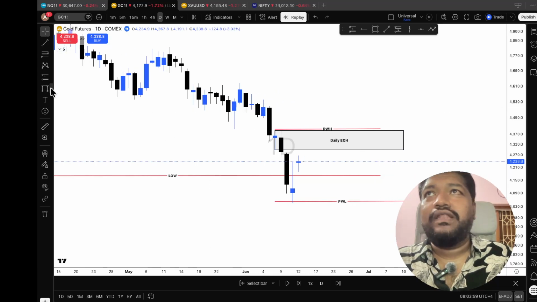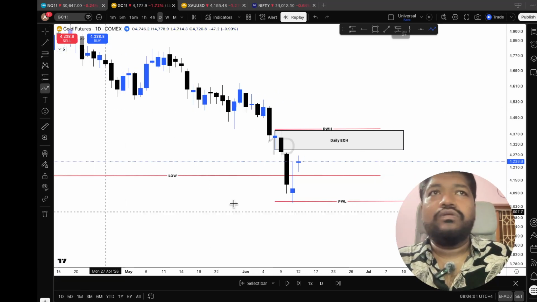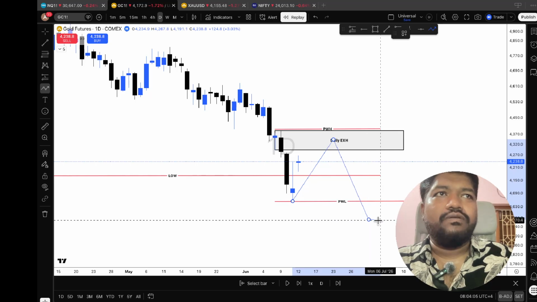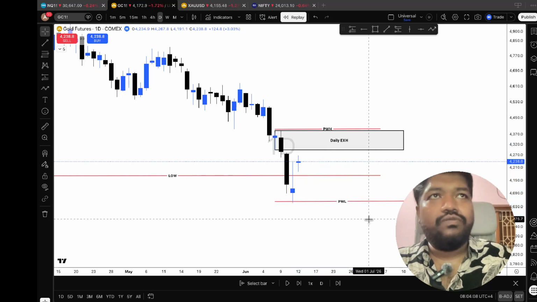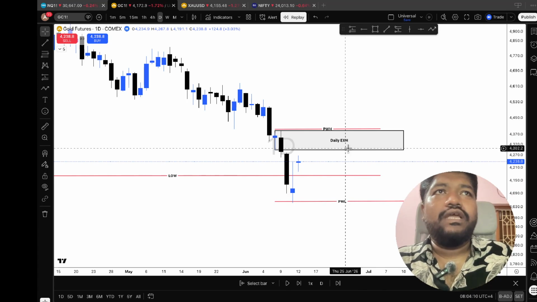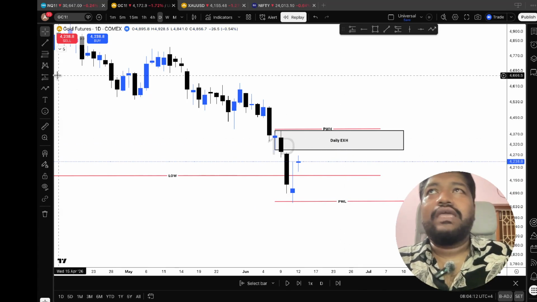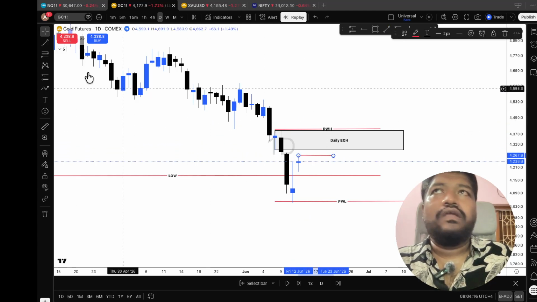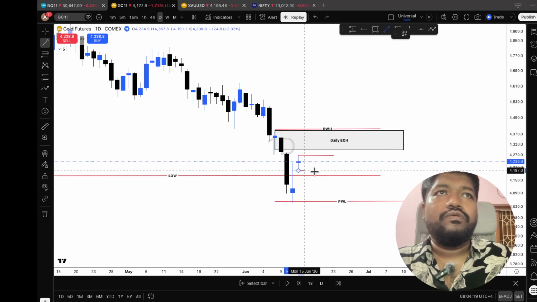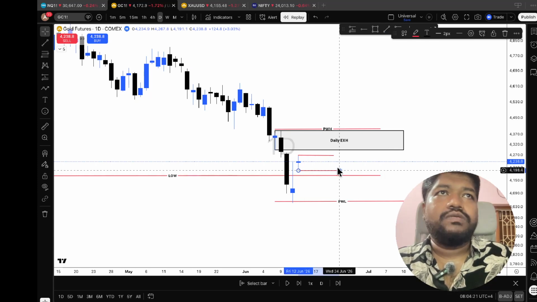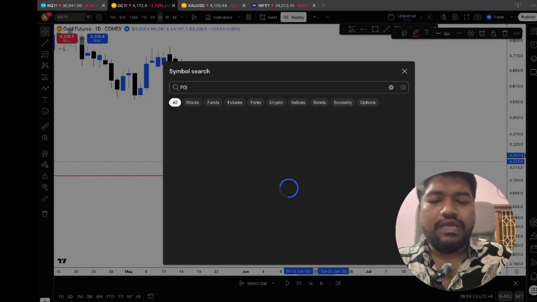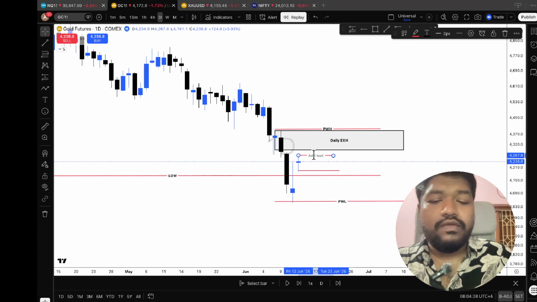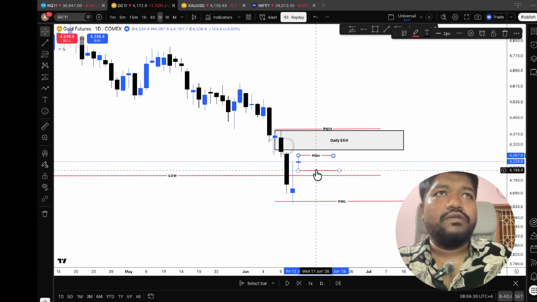I am expecting that the market should go down up to this level. This is my weekly prediction. So this is how we need to do it. First of all, let's see the daily external high. I can also mark my previous day high and my previous day low. I'm just marking it: this is my previous day high and this is my previous day low.